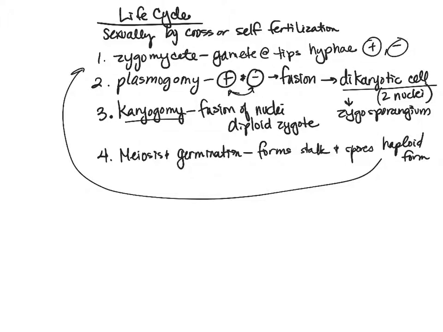Or we can have asexual reproduction of fungi. So asexual reproduction. And in asexual reproduction, this can be mitosis. This can be mitosis with budding. It can be fragmentation with the hyphae. Or they can form asexual spores.